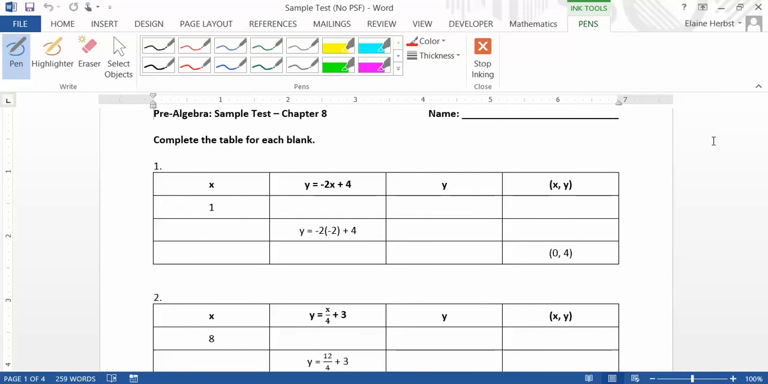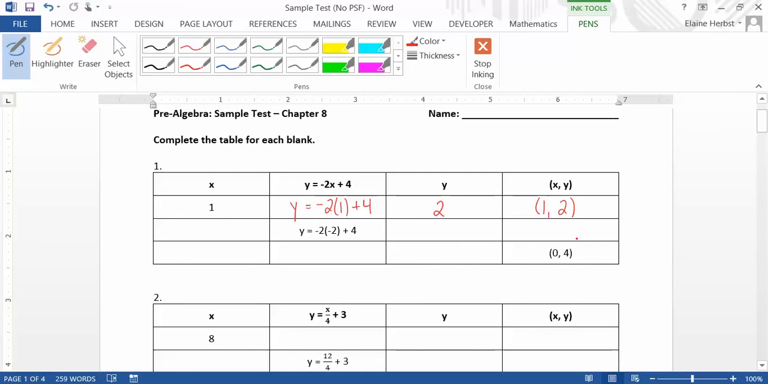So for problem number 1, when we plug in a 1, we're going to write how we usually do, y equals -2 times 1 plus 4. We need to solve that. -2 times 1 is -2, plus 4 is +2. And then we write our ordered pair as (1, 2). Remember, all ordered pairs are written in parentheses, so make sure you're not forgetting to do that.